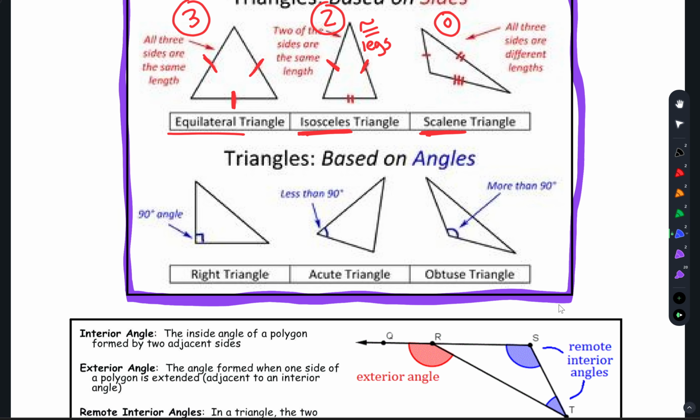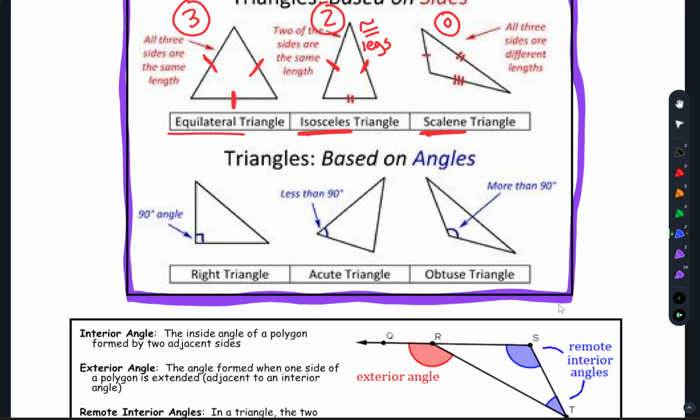Then we have triangles based on angles. Hopefully we've seen the word equiangular. Remember we talked about that when we talked about regular polygons and irregular polygons. So equiangular is one of our options. That's when all 3 angles are the same.